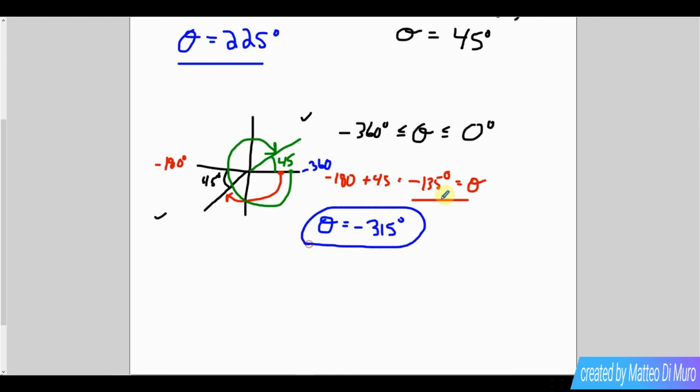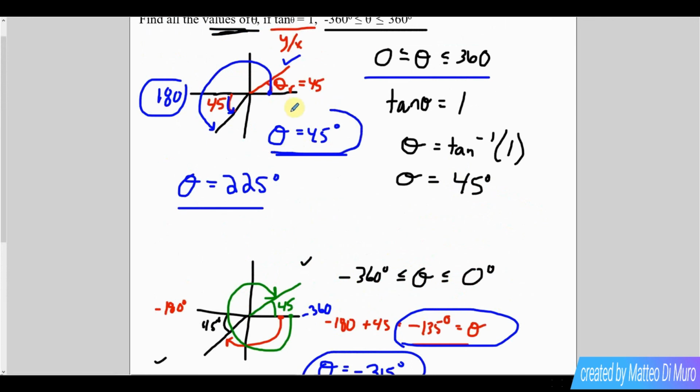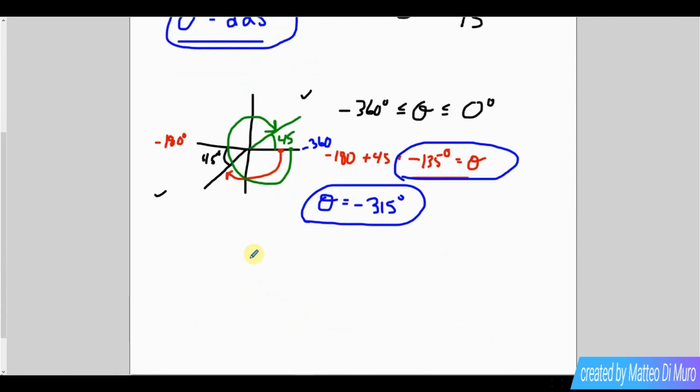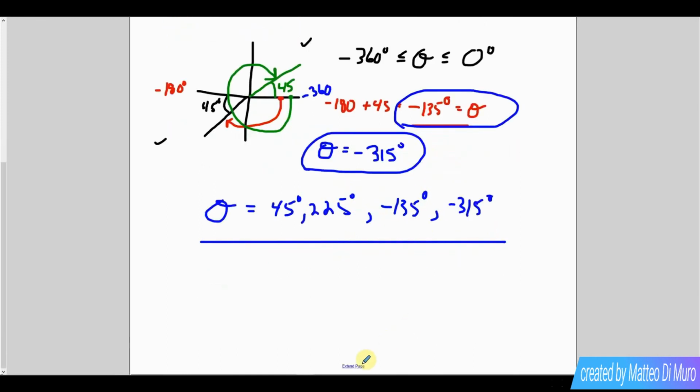Okay, so you have 4 answers in this question. You've got negative 315, negative 135, you've got theta equals 45, and theta equals 225. You should state them at the end, all nice. It doesn't really matter the order, but I'm going to go with 45 degrees, then 225, then negative 135, and negative 315. Okay, it doesn't have to be in any particular order. So those are my 4 answers.